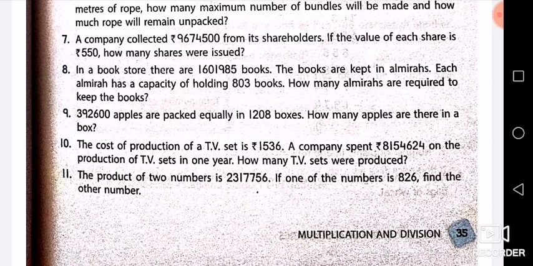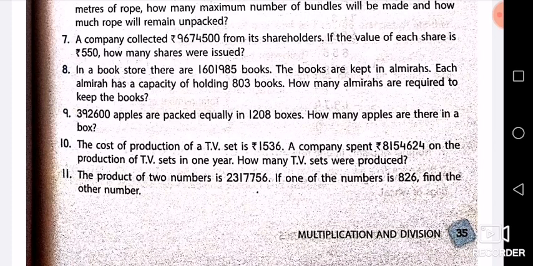So here the capacity of one almirah is given, or capacity of each almirah you can write, that is 803 books, or you can write number of books each almirah had. So that will be your 803 books. Then total almirahs required, or number of almirahs required, is equal to 16,01,985 divided by 803. Fine.